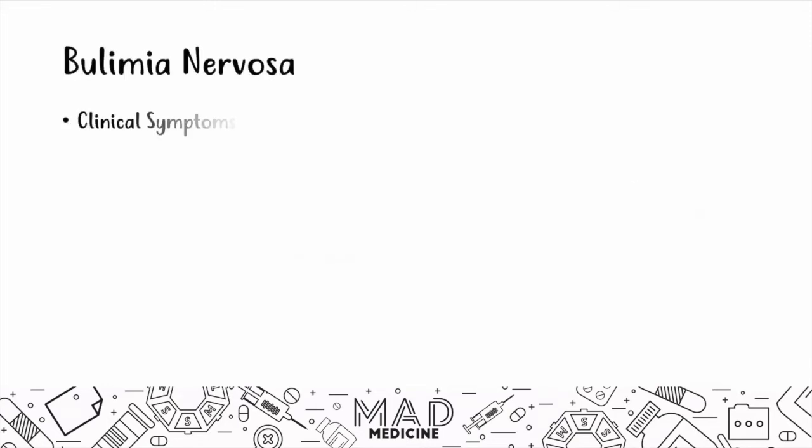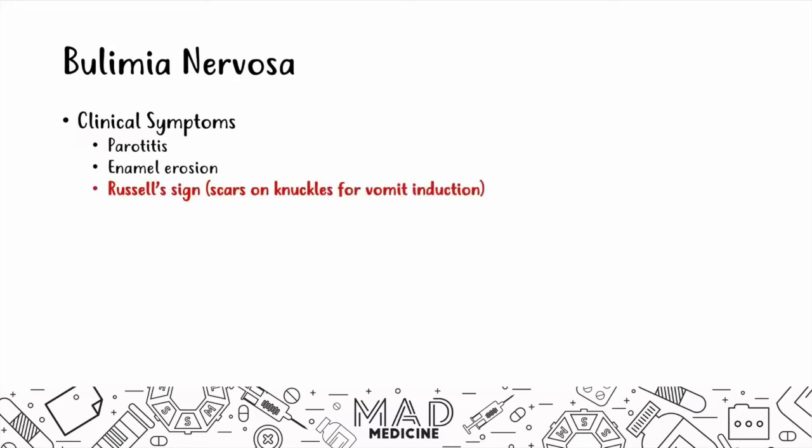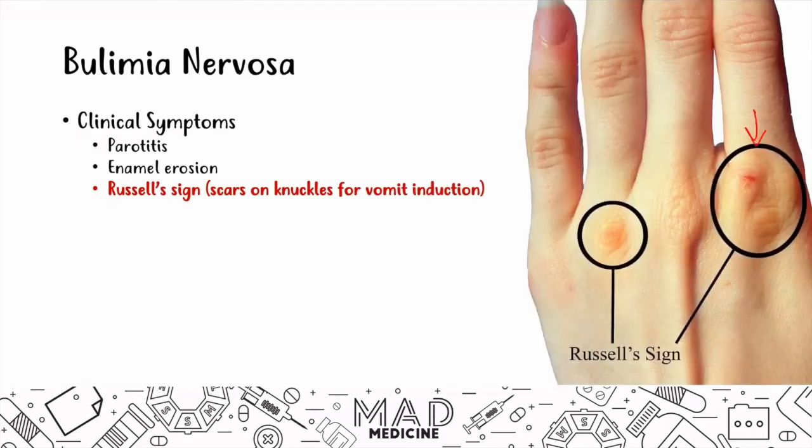Now, when it comes to bulimia, the clinical symptoms are going to include parotitis because these patients are usually purging so much that their parotid glands are going to become inflamed. This is going to lead to enamel erosion because of the high acidic content of the stomach fluid that's going to be coming up when they're throwing up, so it's going to erode their enamel. Russell signs, which are scars on the knuckles, are going to be present like this right here. These are Russell signs. You see how the knuckle has fibrosis and scarring. This is because they're using their knuckles to induce vomiting.